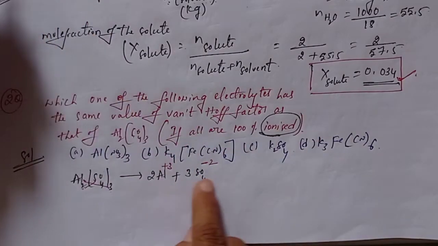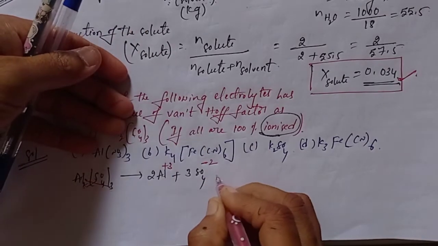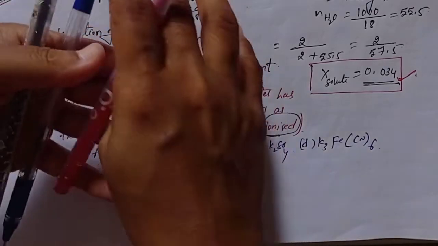Total how many ions formed here? 2 ions, so here 3. Total how many ions, students? Total 5 ions. Are you following? 5 ions. Then what is the Van 't Hoff factor, students?